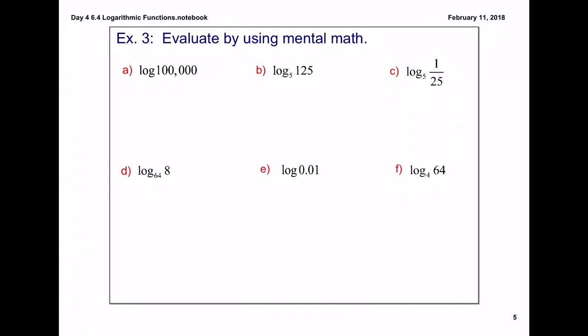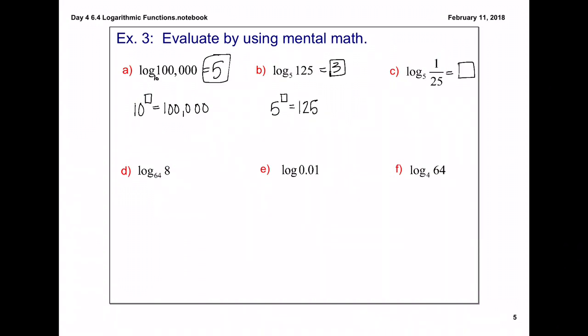Example 3a says the log of 100,000. So we say 10, because this is a common log, that's missing a 10 right there, to what power equals 100,000? Well, our answer would be 5. If we say 5 to what power equals 125, so we want to know what this equals. You can see I was using that conversion formula. 5 to the 3rd power equals 125.